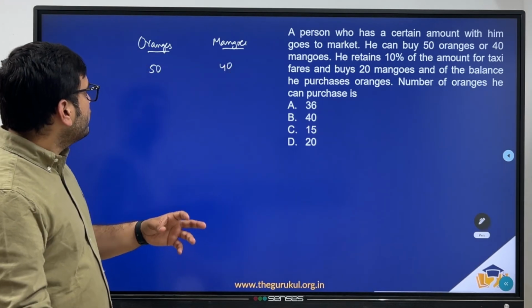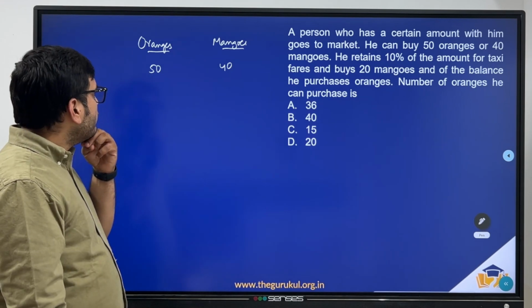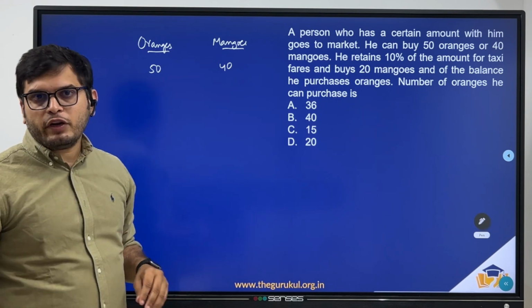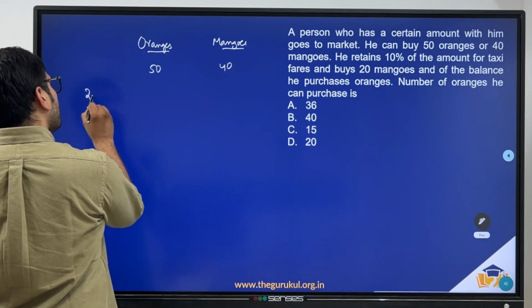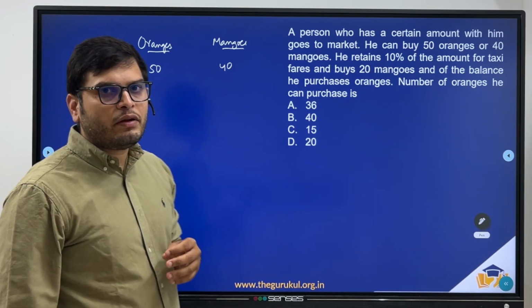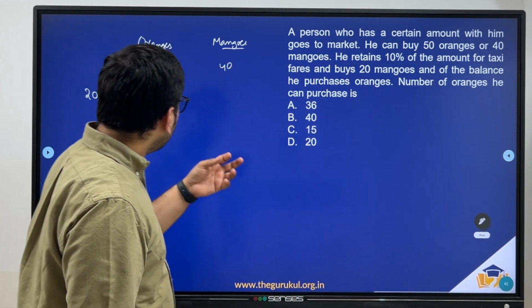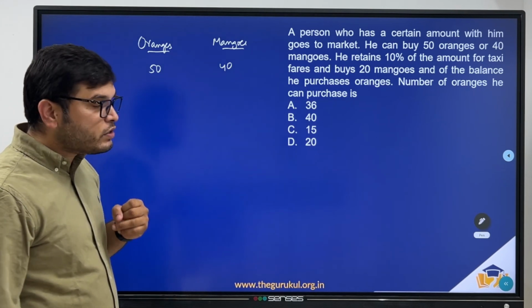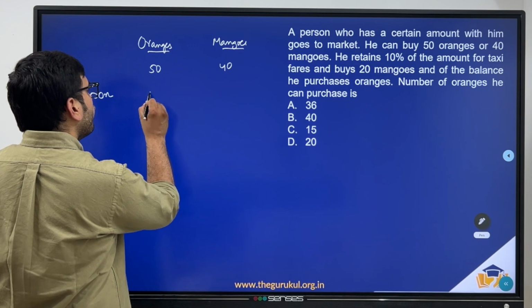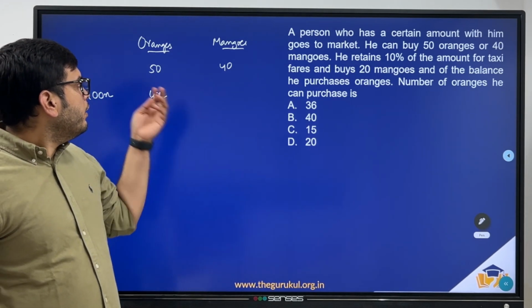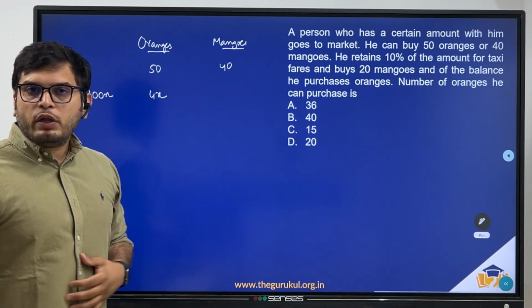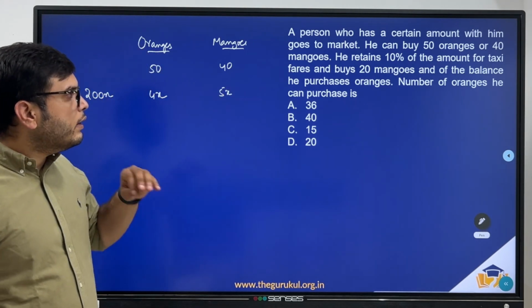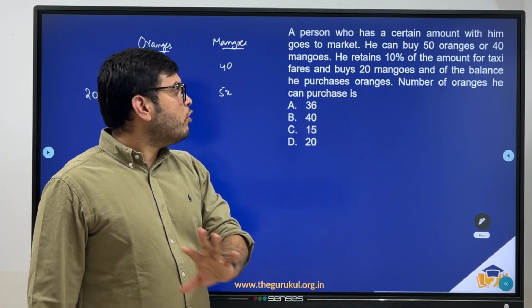Now let me consider the amount that he has to be a multiple of LCM of these two. What is LCM of 50 and 40? 200. Let me consider the amount that he is having to be 200x. With this 200x, he'll be able to purchase 50 oranges. So what would be the cost of each orange? 4x rupees. And with this 200x, he can purchase 40 mangoes. So what would be the price of each mango? 5x rupees.